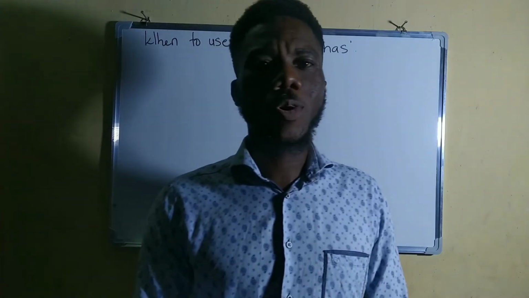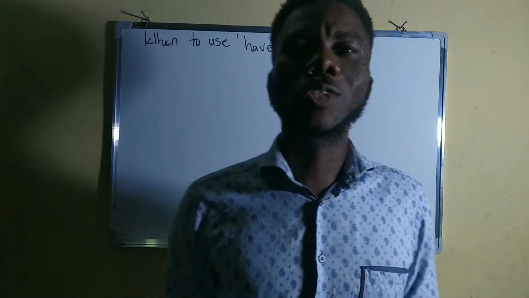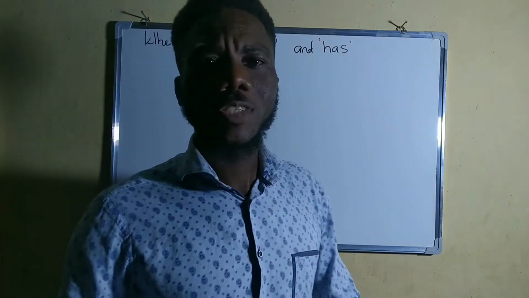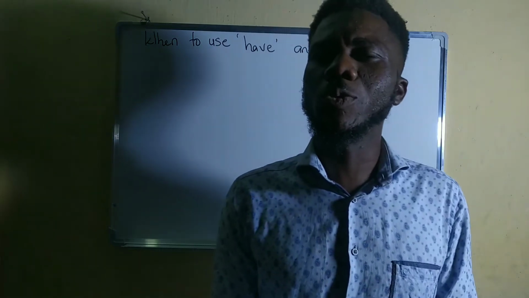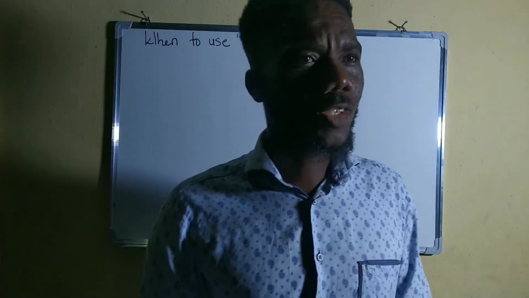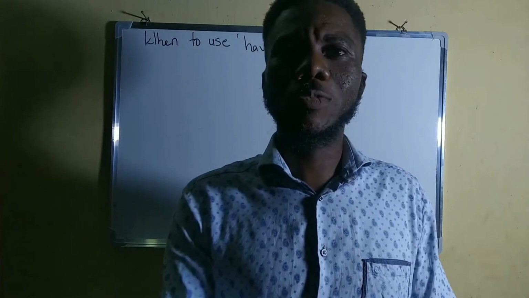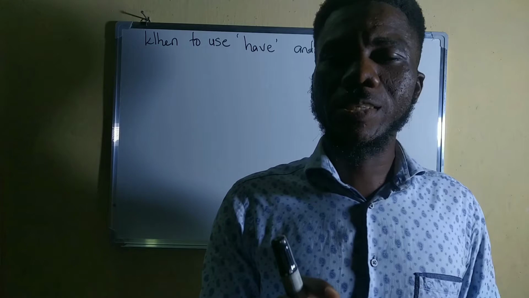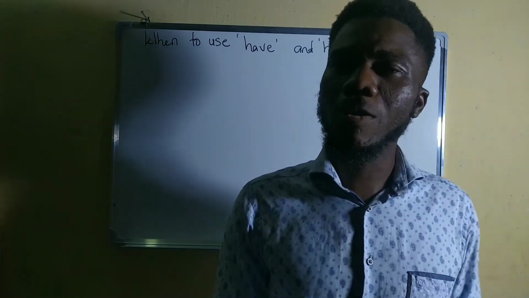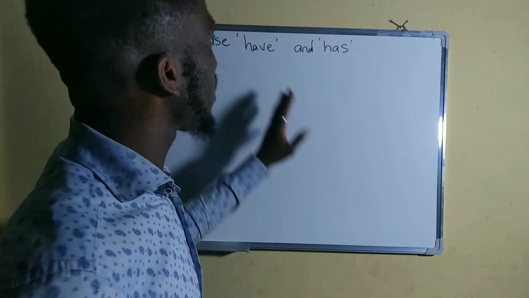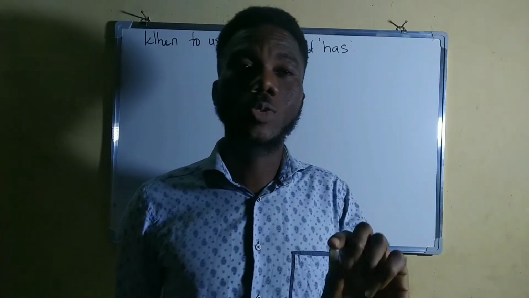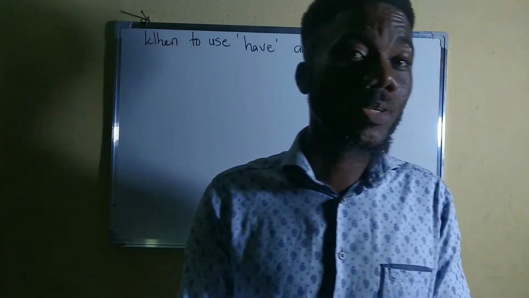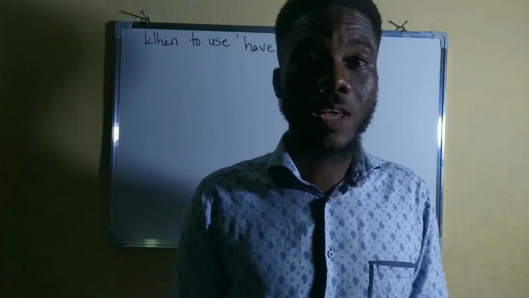There is this question that people always ask about when to use have and has. We've noticed that these two words always confuse users of the English language. Somebody will always be like, when do I make use of have in a sentence and when do I make use of has? Now, these are things that you should know about have and has. First of all, both of them belong to auxiliary verbs. That is to say that whether you're talking about have or you're talking about has, they are both auxiliary verbs.